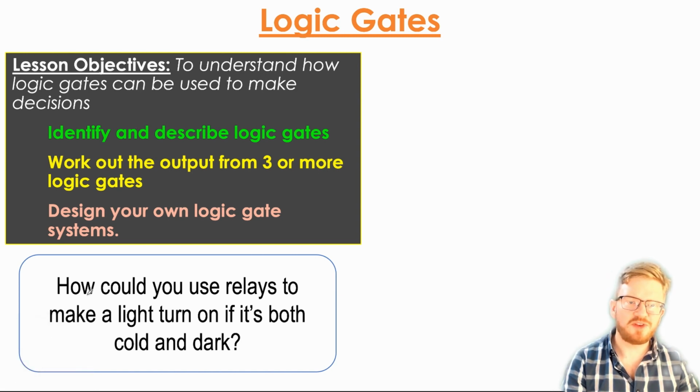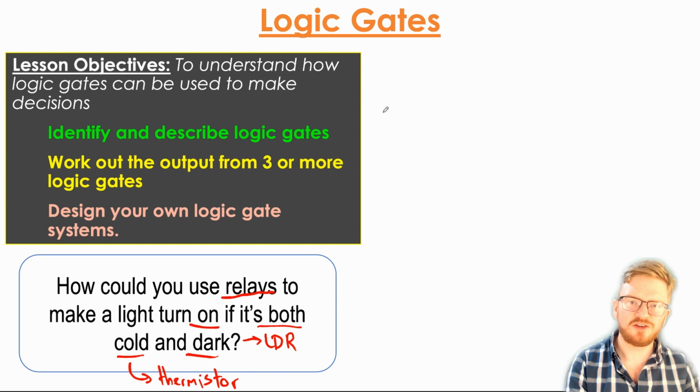So let's just start with the idea of why we use logic gates. Let's think about using relays first to turn on a light if it is simultaneously cold and dark. So hopefully when you see cold, you think, okay, I'm going to need a thermistor. And if it is dark, I'm going to need an LDR. So when we're wanting to use these as sensing circuits, we're wanting to make decisions, we're going to need some potential dividers.